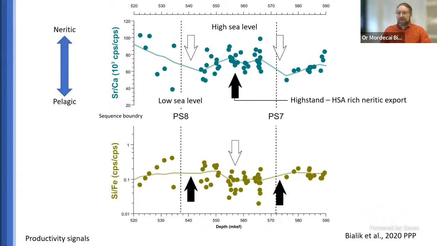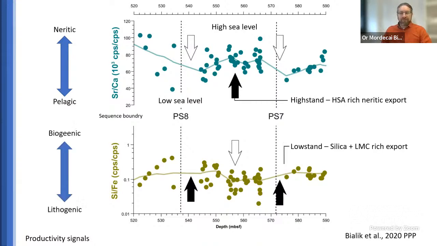But the flip side of it is the silicon iron ratio, which is the ratio between biogenic and lithogenic silica. And during high sea level, we see that we get more lithogenic silica, whereas during low sea level, we're seeing more of the biogenic silica. So there is a shift between the biogenic production, which is probably more pelagic, and the lithogenic supply, which corresponds with the high sea level and possibly provides key nutrients that are being supplied by the dust.